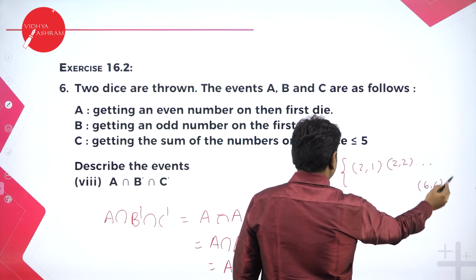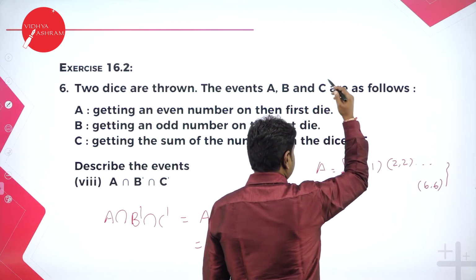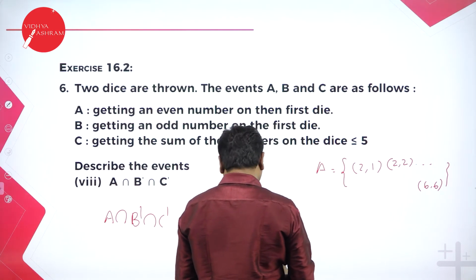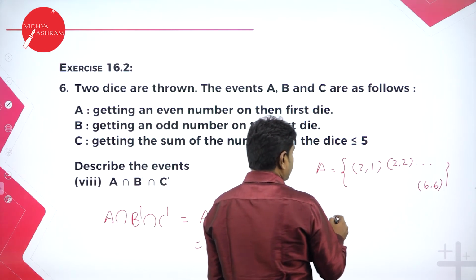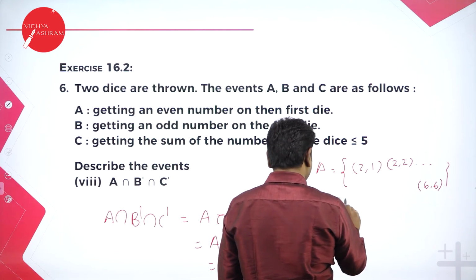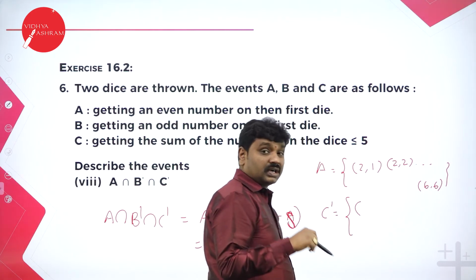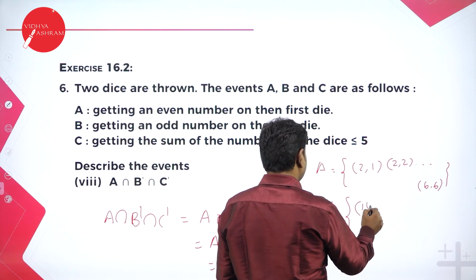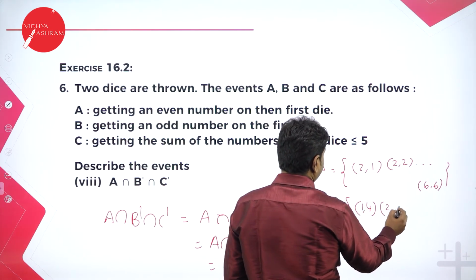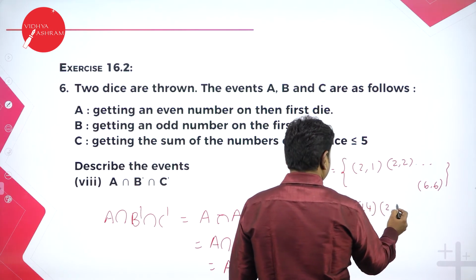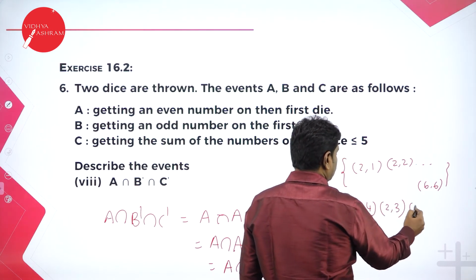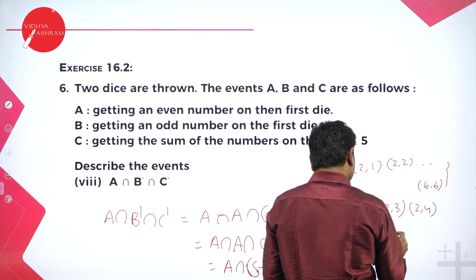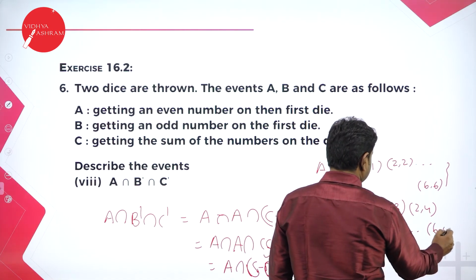Till 6 6. What is C dash? In S you remove C, so S minus C gives you C dash. Sum greater than 5, so it contains 1 4, then all the elements other than 3 1, 3 2, so 3 3, 3 4, then with 3 2 and so on till 6 6.